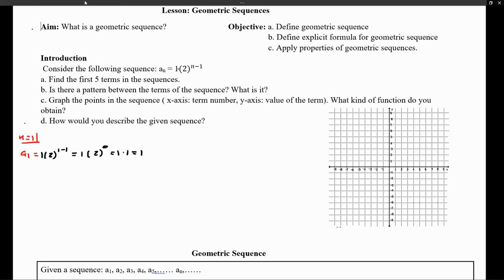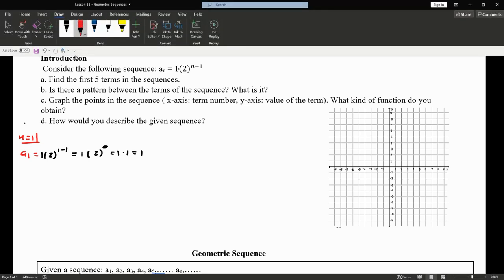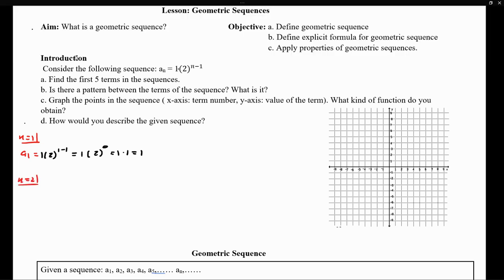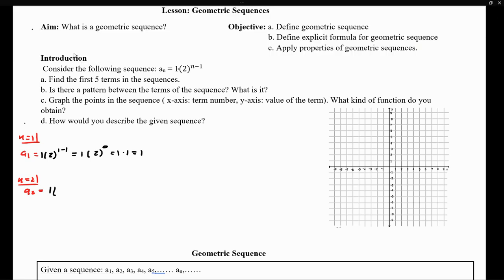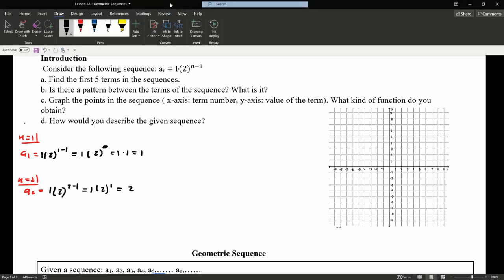Now to find the second term, again, all we've got to do is go to our explicit formula and substitute n with a value of 2. So now we have 1 over 2, 2 minus 1, which is 2. I'm just going to save some computation and write down the results. So this is my second term.